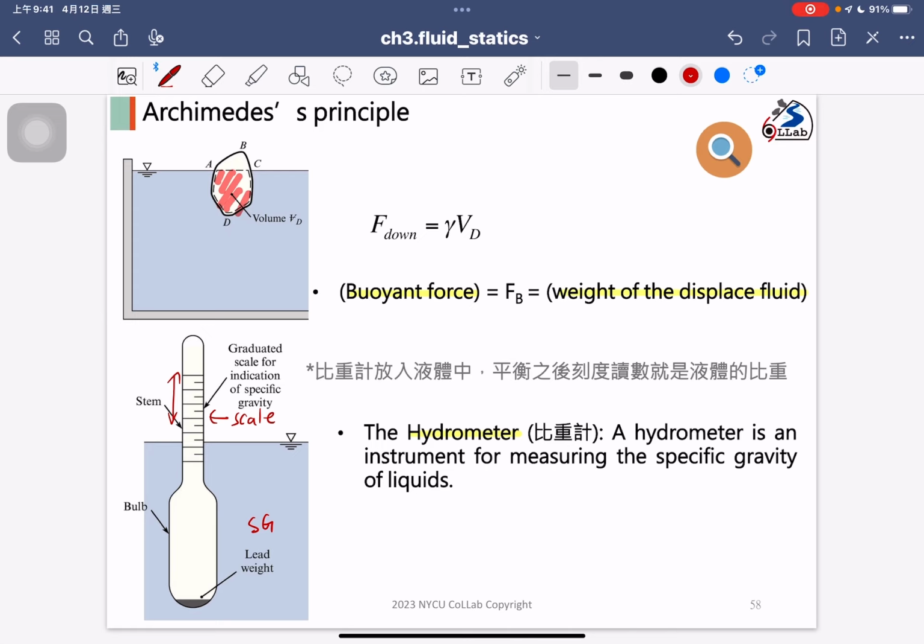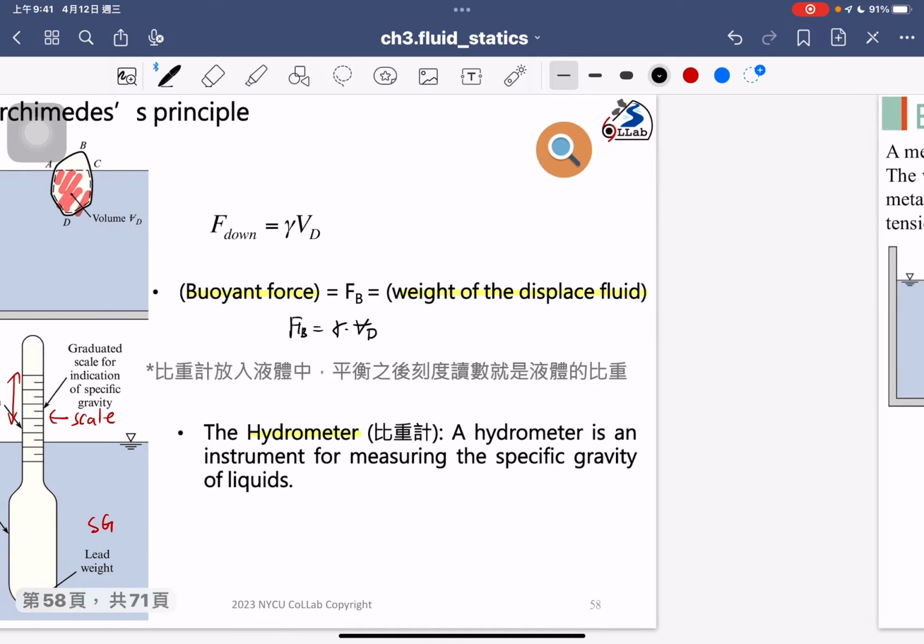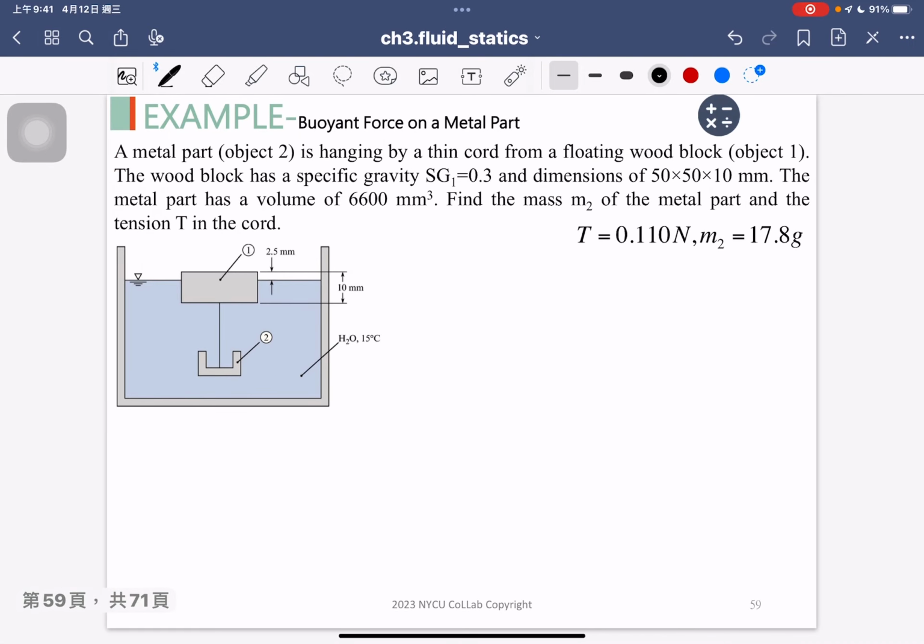But the most important thing is the buoyant force. FB is always equal to the liquid gamma multiplied by the displaced volume of the body. Okay, so we can try some exercises to better understand the buoyant force.